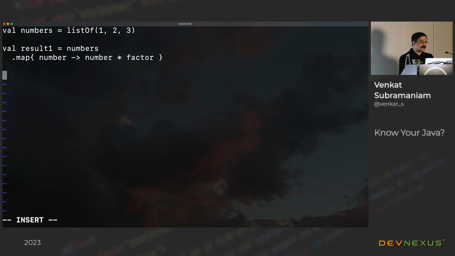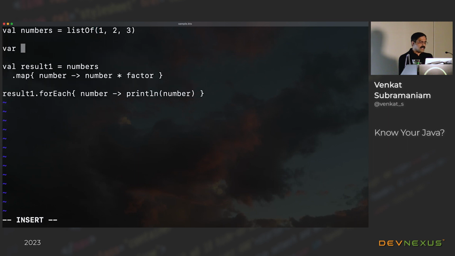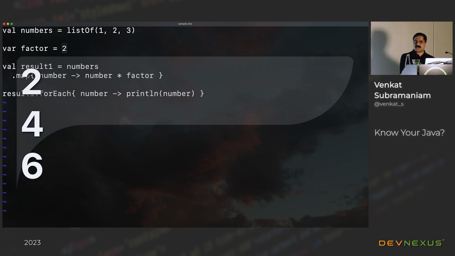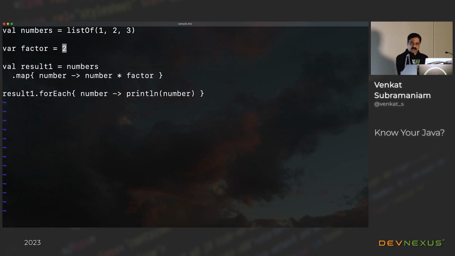Then the next thing I want to do is go to result1.forEach, and I want to simply take the number again and print the number like so. So a very simple example, as you can see here, and I'm going to say factor equal to, let's say, 2, and we start with that little example here. So when I run this code, you can see in this case the result is 2, 4, and 6, which is what we expect, no surprises over there.